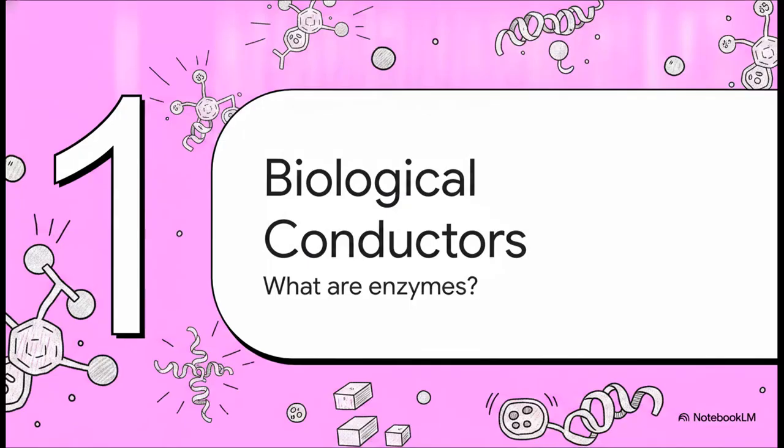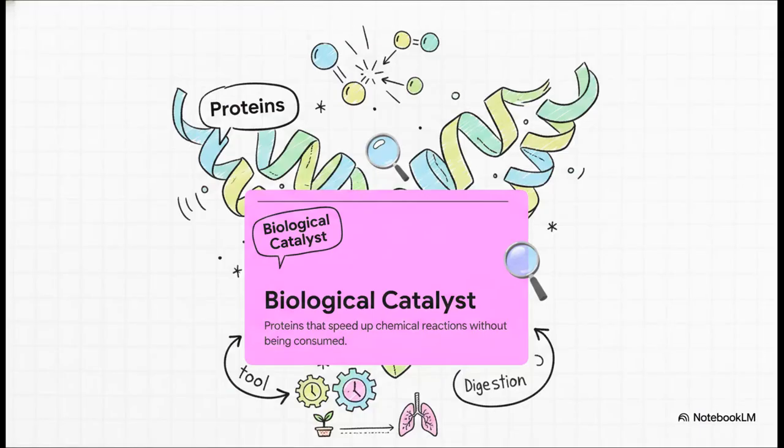Section 1. Meet your biological conductors. By definition, enzymes are what we call biological catalysts. If you take a look at this simulated protein structure we're bringing up, you'll see almost all enzymes are proteins. Their primary job? Speeding up chemical reactions, which is absolutely vital for keeping processes like digestion and respiration moving fast enough to keep you alive. And the really crucial point is stamped right there at the bottom. They do this without being consumed in the process. They are the ultimate reusable tool.